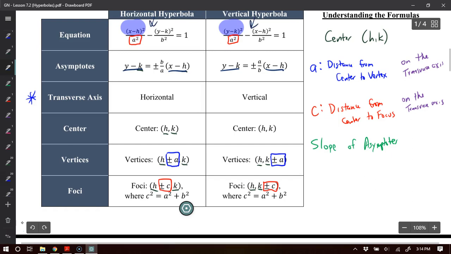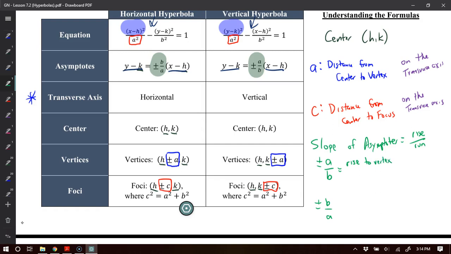Really what we want to focus on is what's the difference in slopes? Well, one's plus or minus b over a, one's plus or minus a over b. So how is that helpful? Well, the most basic definition of slope is rise over run. So in this case, my rise is on top with my a value. So I'm going to rise to the vertex.